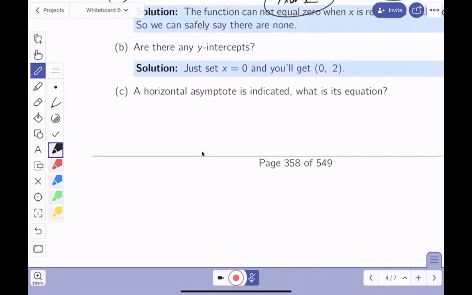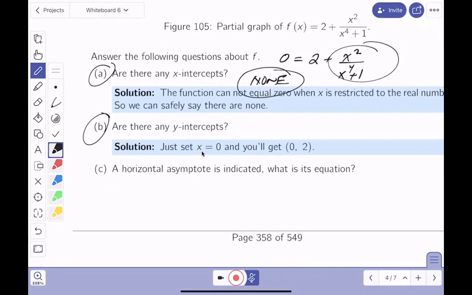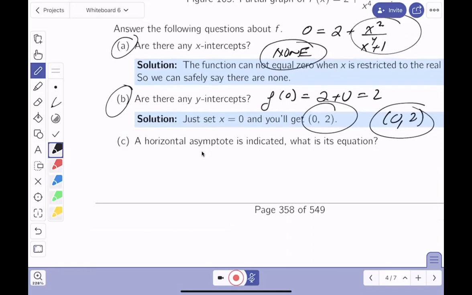How about the y-intercept? That's also going to be easy. These are confidence builders. How to get a y-intercept? All you have to do is set x equal to 0. What do you get? 2 plus 0. And what does that give me? It gives me 2. So x is 0, y is 2. This is right over there. Horizontal asymptotes. Also easy. So C is easy.